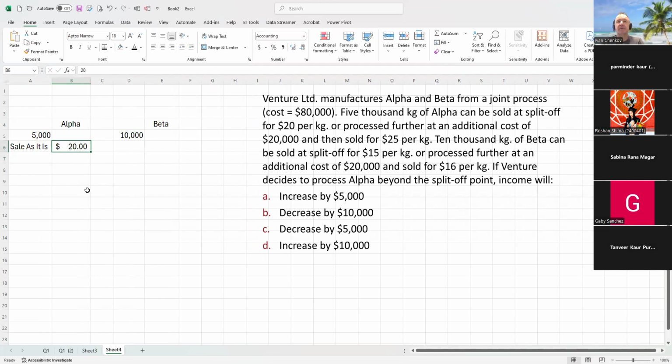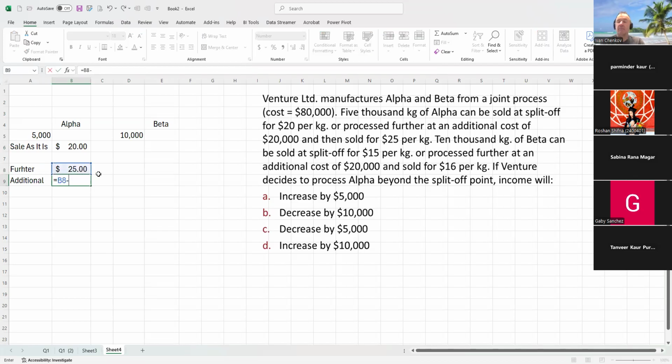But I can process it further, correct? Yes. I can process it further for an additional cost of 20,000, but I can sell it for 25. If I go further, how much can I sell it for? $25. How much additional am I going to generate? $5. That will be equal to this one minus that one, right?